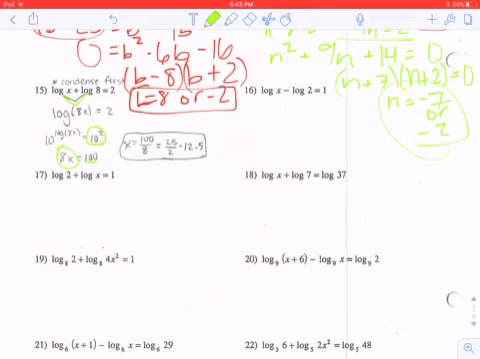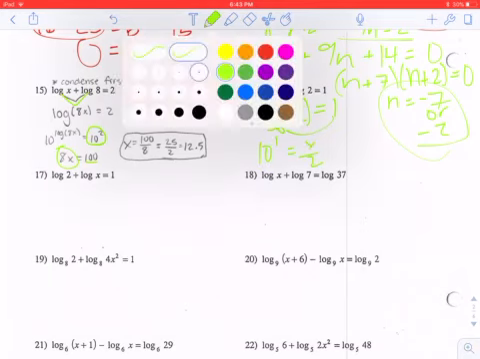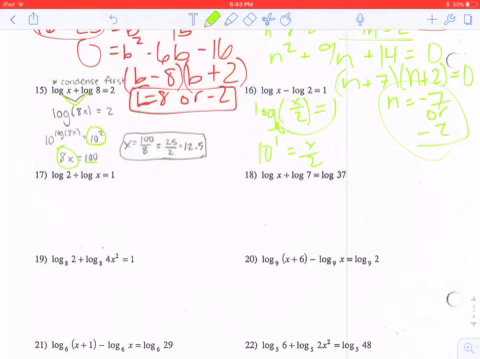If we want to do the same with 16, we're going to use the quotient rule. Log of x over 2 is going to equal 1. 10 to the first power is going to equal x over 2. 10 to the first power is just 10. I'm going to multiply each side by 2 and get x equals 20.